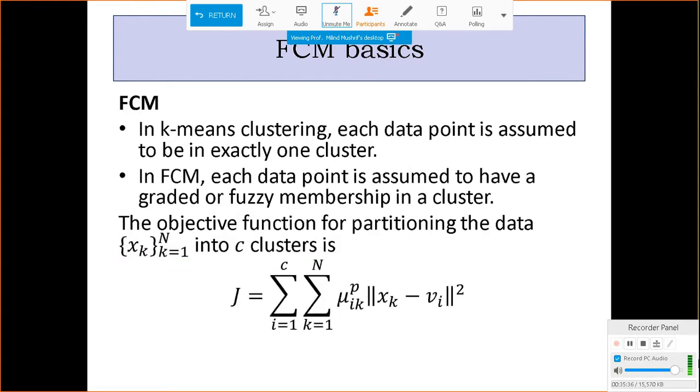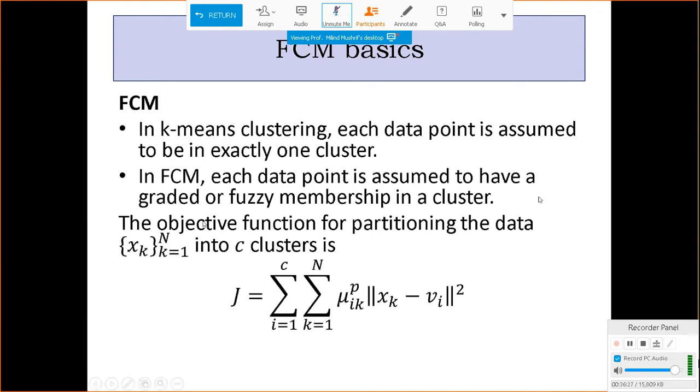So a modification of this clustering algorithm is called the fuzzy C-means clustering algorithm, where there is a graded membership of a sample to a cluster center. In hard clustering, the sample belongs to only one cluster, but in fuzzy C-means, the sample belongs to the different clusters to a certain membership. So we say that there is a fuzzy membership of a data sample to a cluster.